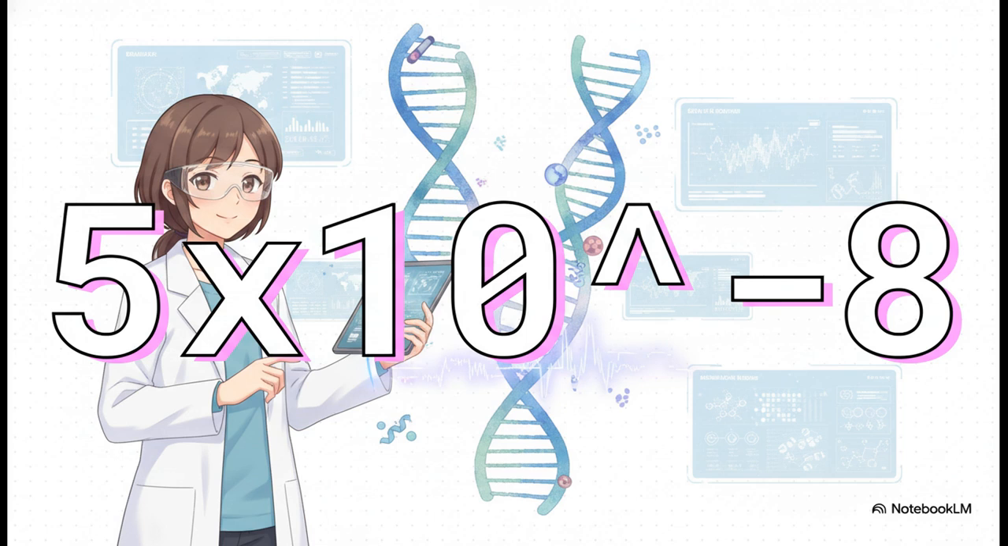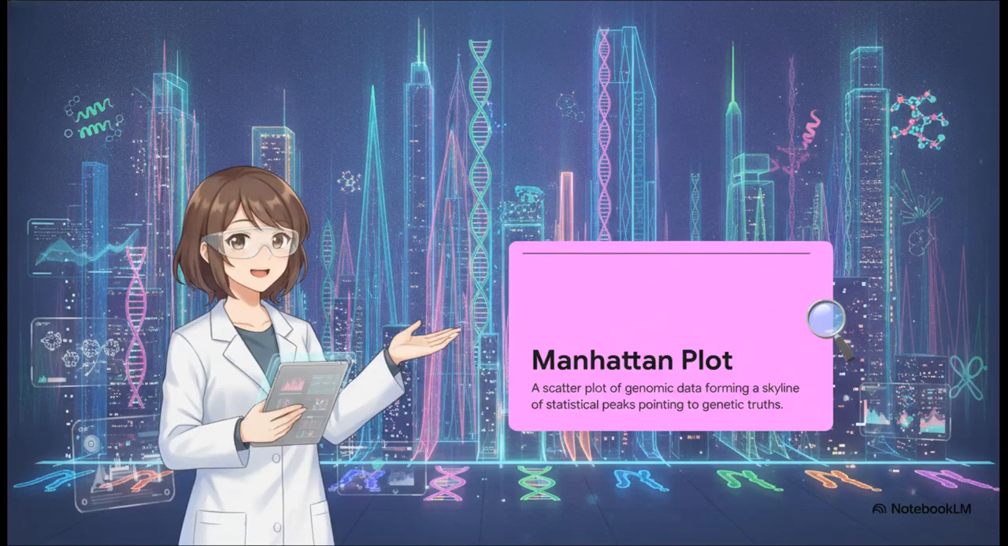a p-value of less than 5 times 10 to the power of minus 8. So put that into perspective, that is an incredibly tiny number. It means the association we're seeing is so ridiculously strong, it's almost statistically impossible to be a mere coincidence. And this brilliantly illustrates how we actually look at that math, the Manhattan plot.